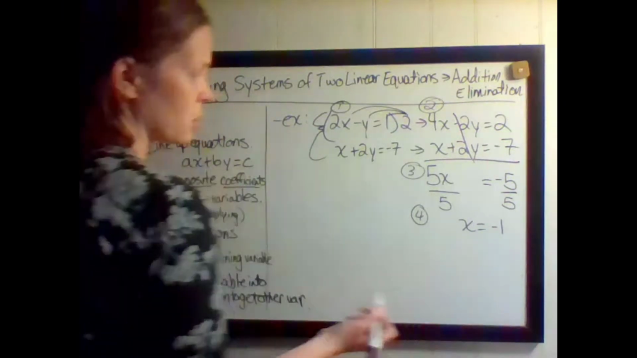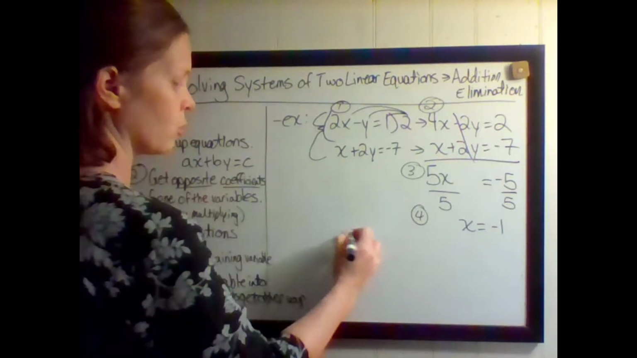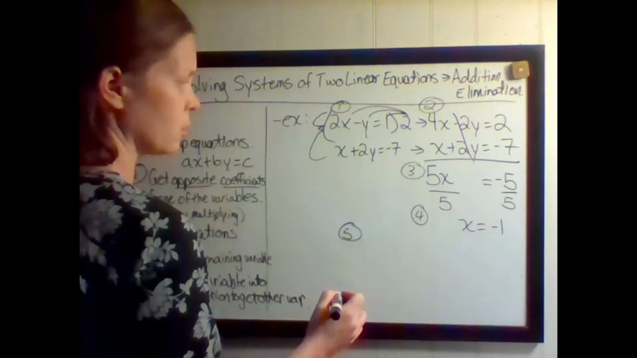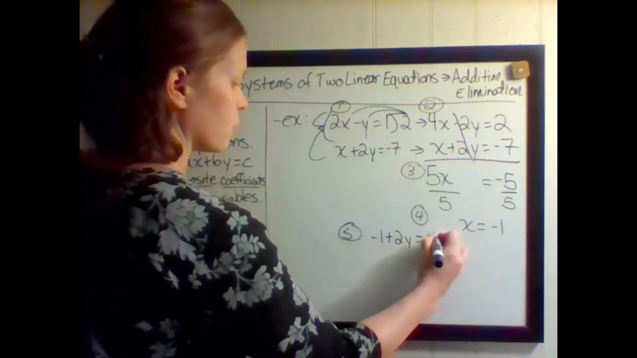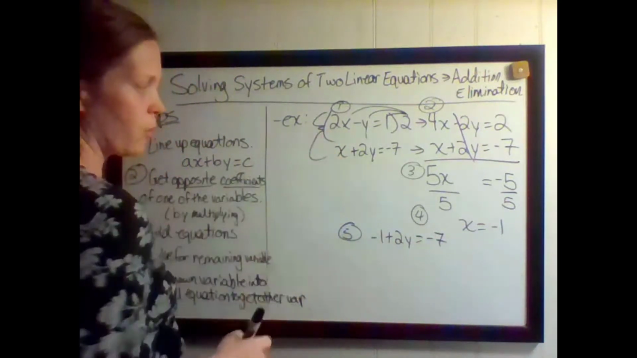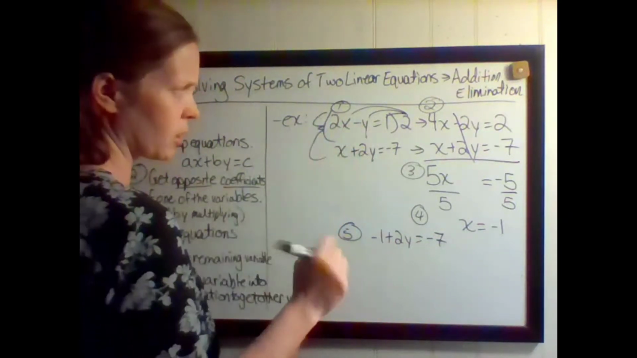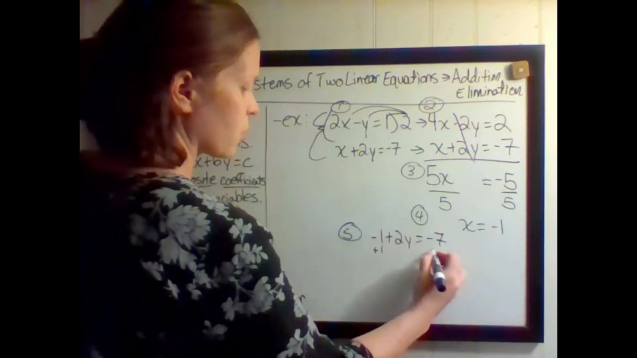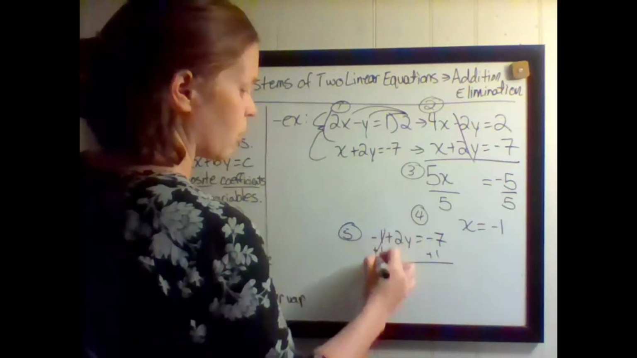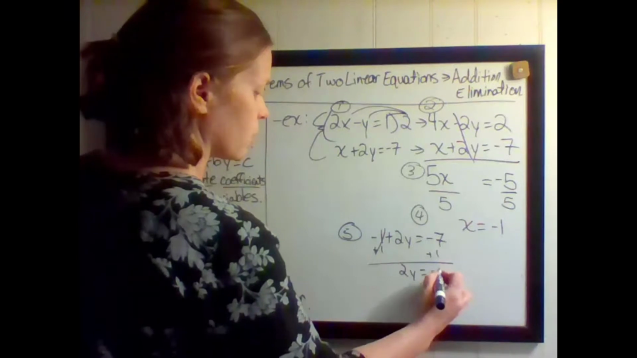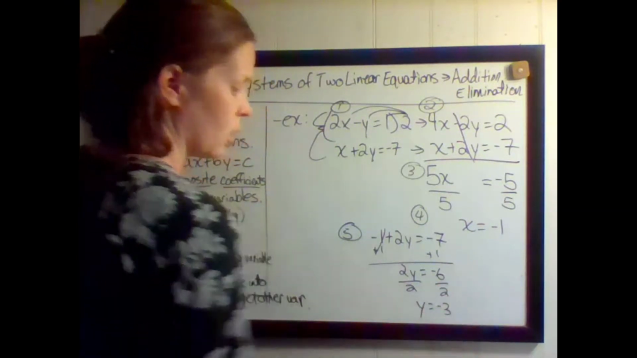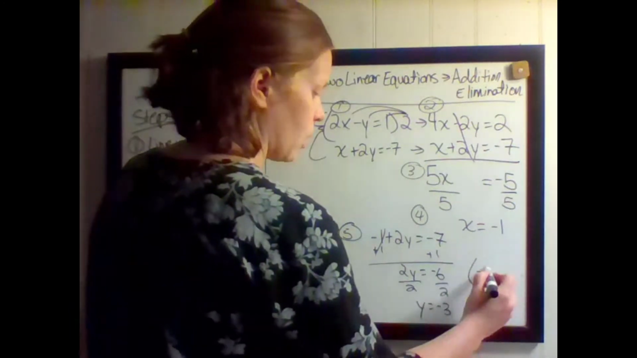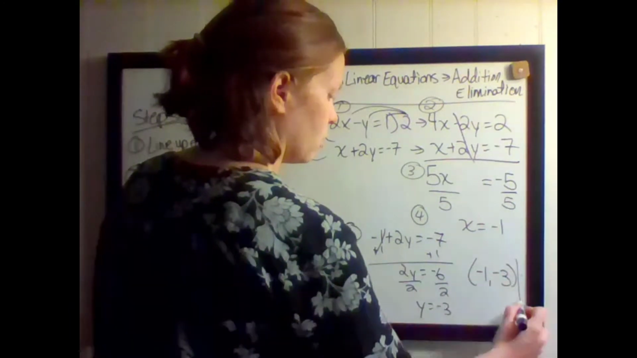Okay, so once I get x, I'm going to plug it into the second one. Negative 1 plus 2y equals negative 7. It doesn't matter, I could have done the first. I just saw this minus y's might get not so nice with the signs. So add 1, 2y equals negative 6, divide by 2, and I get y is negative 3. So negative 1, negative 3.